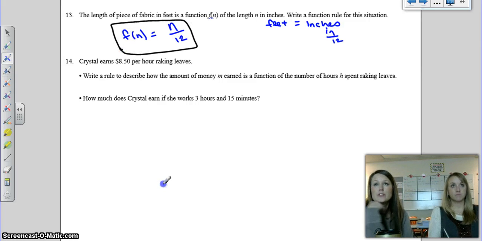All right. Crystal earns $8.50 per hour raking leaves. Write a rule to describe the amount of money M.